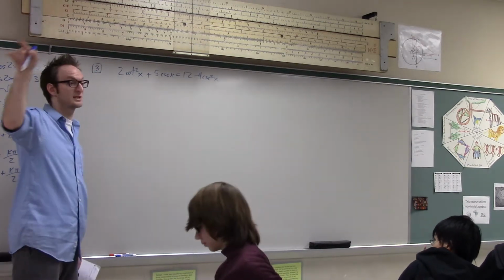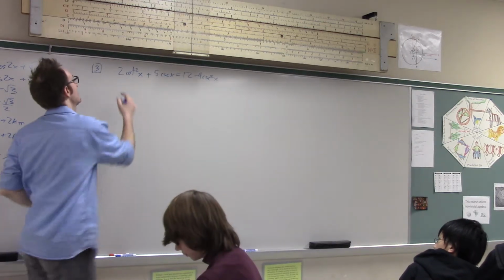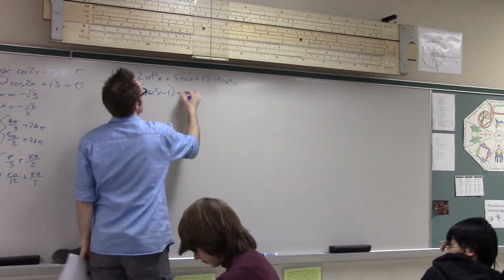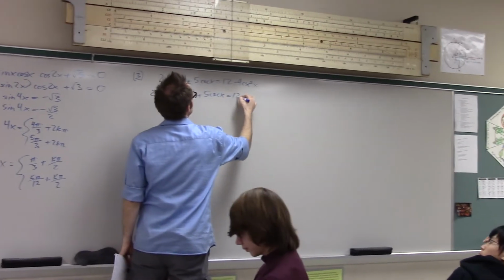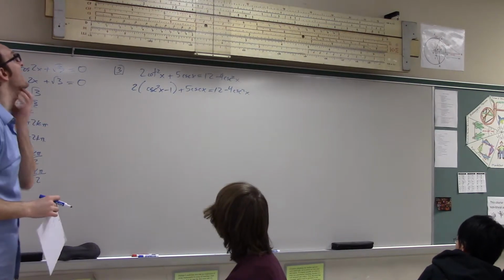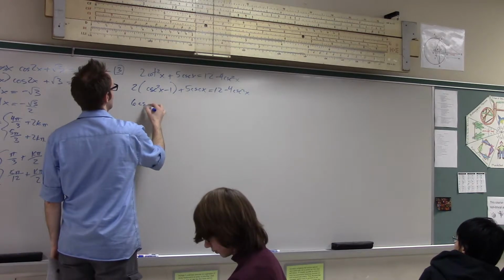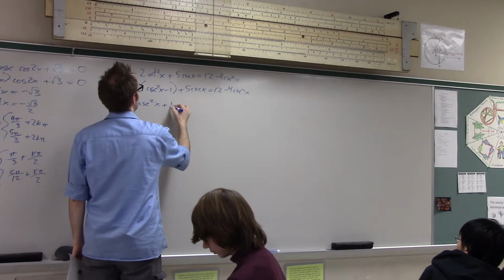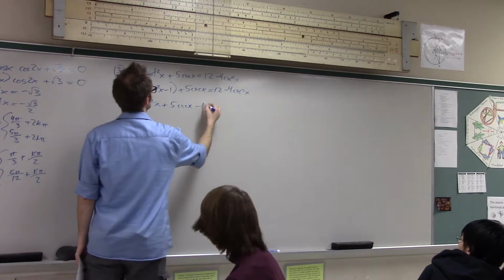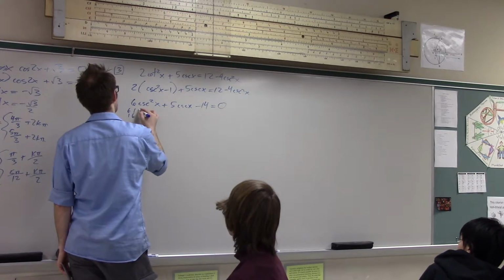So cosecant squared is cotangent squared plus 1. So cotangent squared would be cosecant squared minus 1. So this becomes 2 times cosecant squared x minus 1, plus 5 cosecant x equals 12 minus 4 cosecant squared x. Alright, that was really all the hard work. I now have it as a quadratic in cosecant, so I just do it. That's 6 cosecant squared x plus 5 cosecant x, and then what's left? Minus 14?